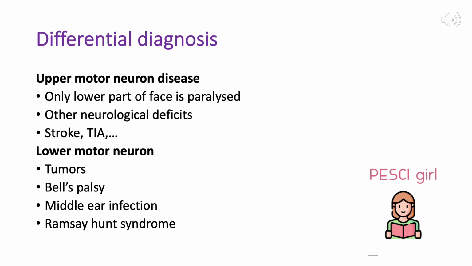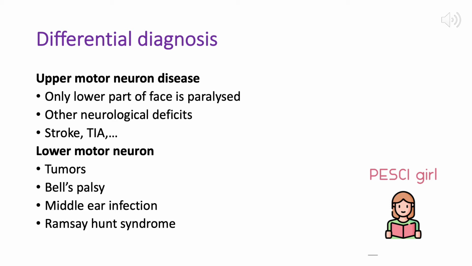One is the upper motor neuron disease, such as TIA and stroke, depending on the timing and the onset of symptoms. In upper motor neuron disease, we expect paralysis to be limited only to the lower half part of the face. In other words, eyebrows and eye closure are intact. And we also expect to see other neurological deficit, which is mostly ipsilateral weakness.